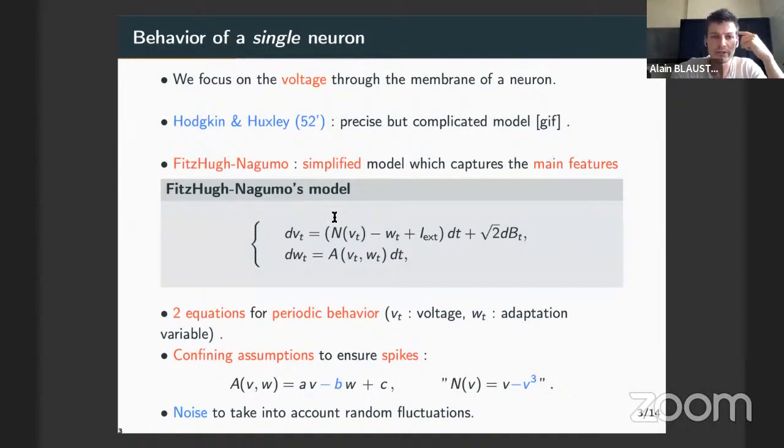What we're interested in in this talk, the quantity we want to study, is the voltage through the membrane of a neuron, because information in the brain is propagated through voltage and variations of voltage. And the models that we're using come from the 50s and from the pioneering work of Hodgkin and Huxley, who built a very precise model which describes the dynamics of the voltage through the membrane of a neuron.